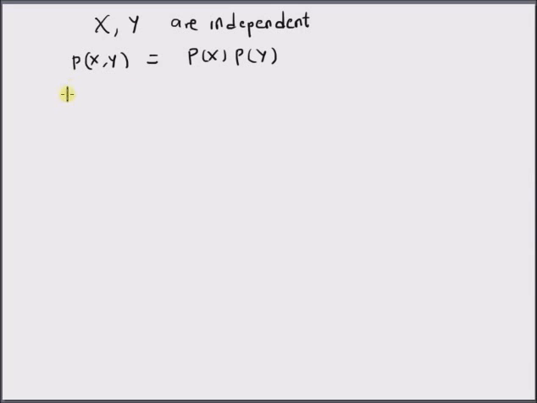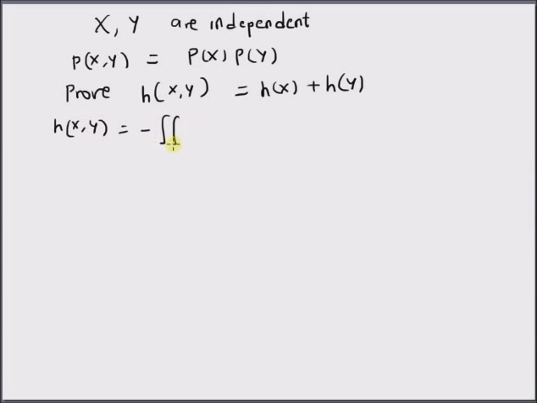Now our goal is to prove that the joint entropy H(x, y) is equal to H(x) plus H(y), which are the entropies of the variables x and y respectively. The definition of joint entropy is H(x, y) equals minus the integral of p(x, y), that is the joint density, multiplied by the logarithm of p(x, y), integrated over x and y.